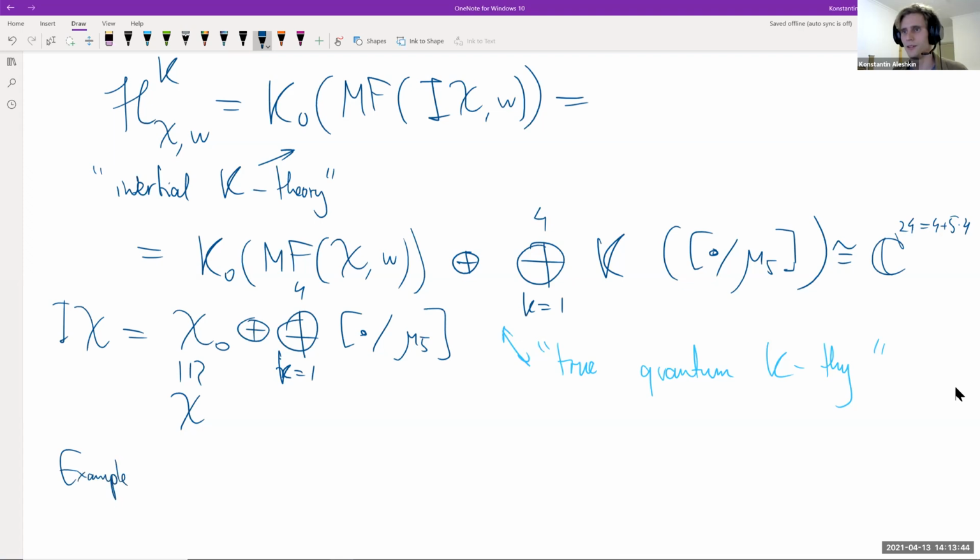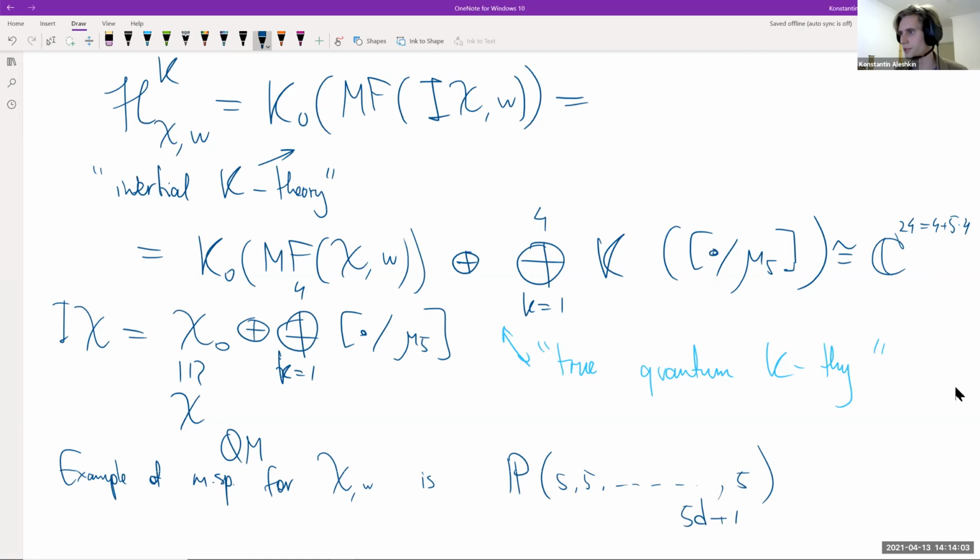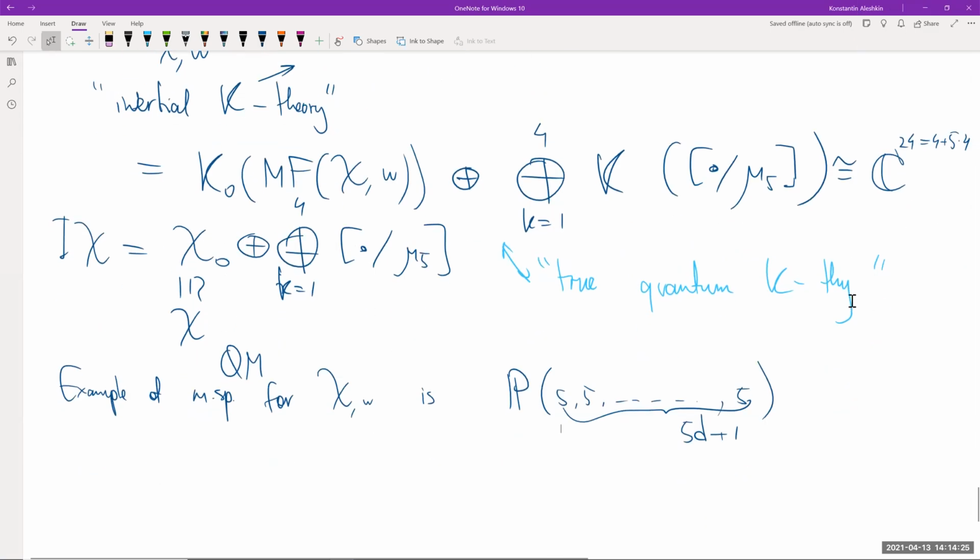An example of a moduli space for this X_W is something like quasimaps. It looks like P^5, and there are 5d+1 copies where there is some degree count. So it's just some projective space with a trivial action of mu_5, and then there is some obstruction shift. Oh, okay, so the virtual canonical is something very simple. Exactly. I wouldn't be able to compute in real time whether it's even or odd. Sorry, it's okay. It's a very simple question, but let me answer.